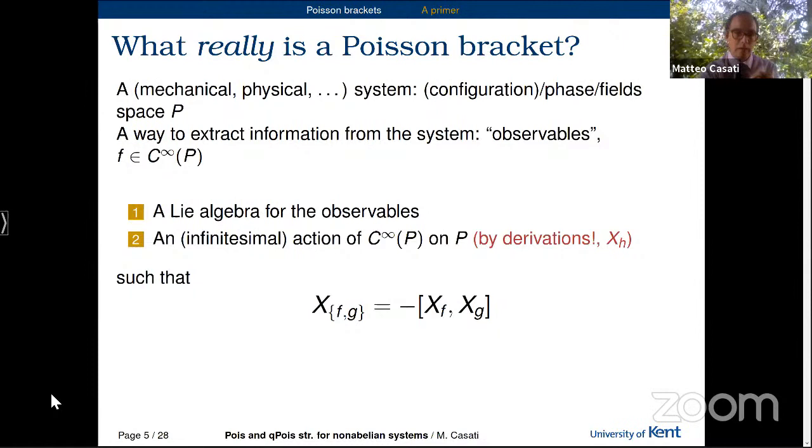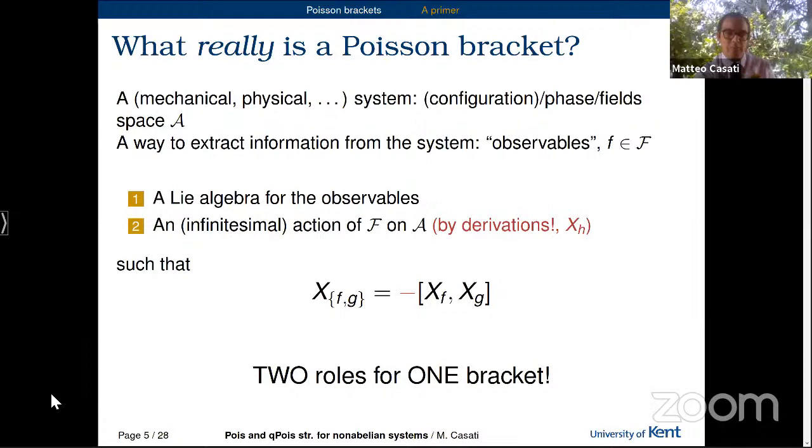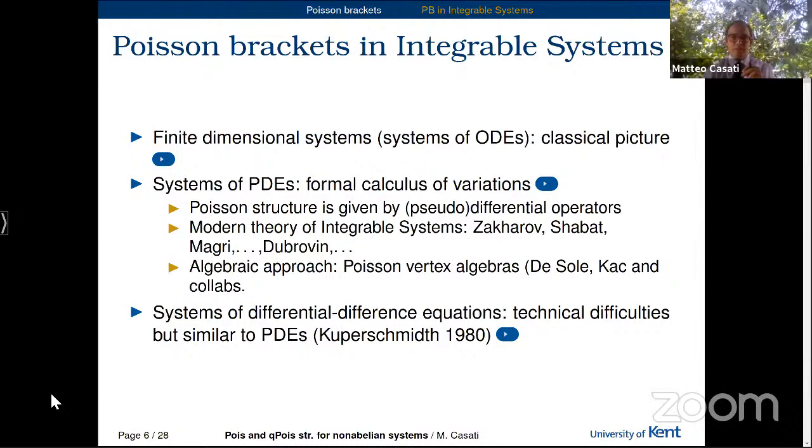This is what I would like to stress at the beginning, in my introduction, because when we move away from classical finite dimensional systems and go to infinite dimensional systems, like systems of PDEs or systems of differential difference equations, or to non-abelian systems, these two roles of one bracket get disconnected, and we must find a way to save both of them in the space we are working with. I won't ever have time to discuss all of this, of course.